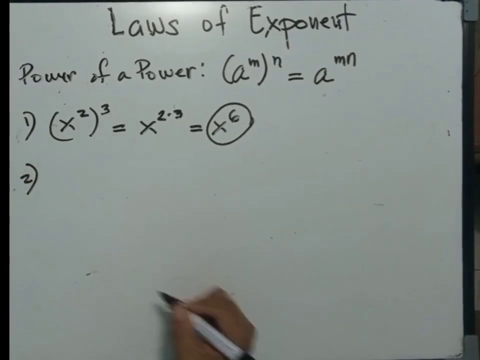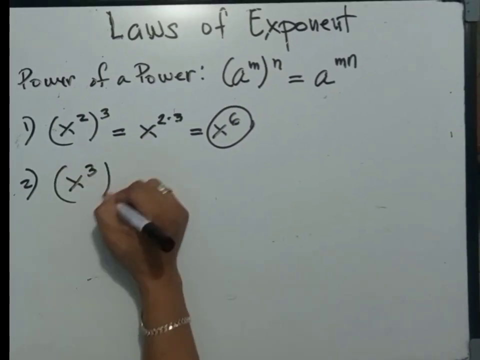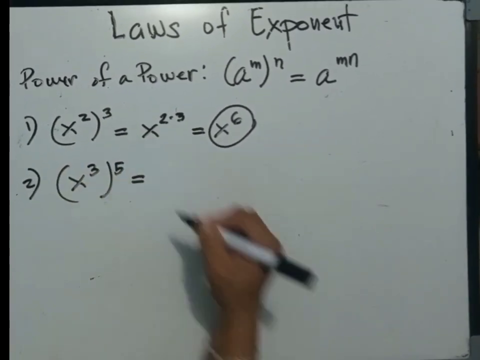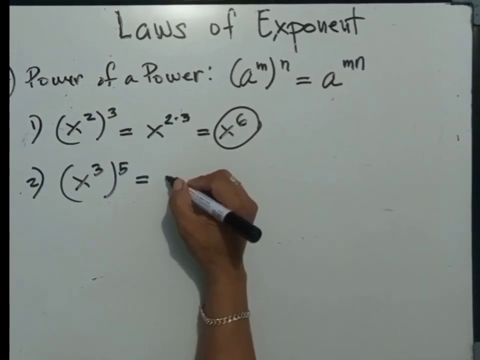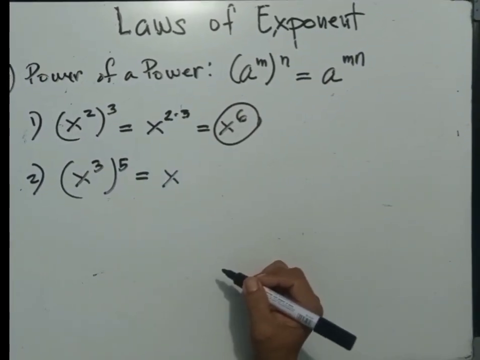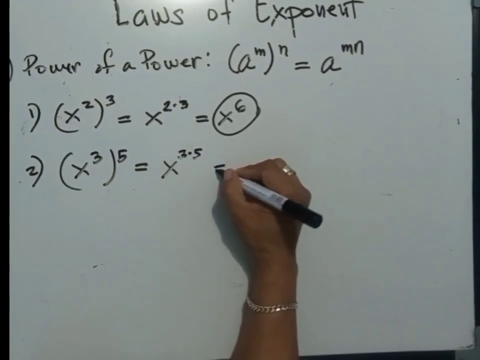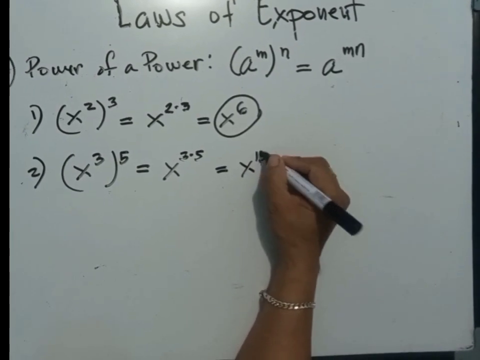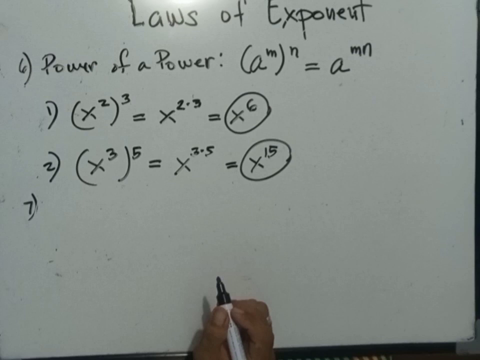Example number 2. X cubed raised to the fifth power. Parehas na parehas lang ng number 1. Copy the base, then multiply the exponents. 3 times 5 is 15. X raised to the 15th power.